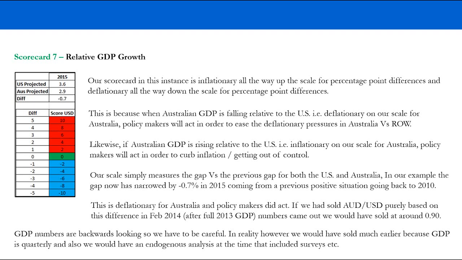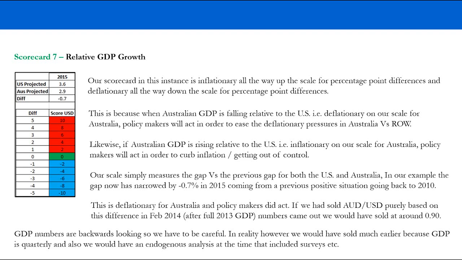And what happened? Well, policymakers did actually act. And if we had sold Aussie dollar, US dollar purely based on this difference in February 2014, so after full 2013 GDP numbers, so the number was becoming less positive, we would have sold the Aussie dollar at around 0.9. Now, what's quite interesting is that when we're looking at GDP numbers, we know by now that they're lagging. GDP numbers are backwards looking, so we have to be a bit careful.